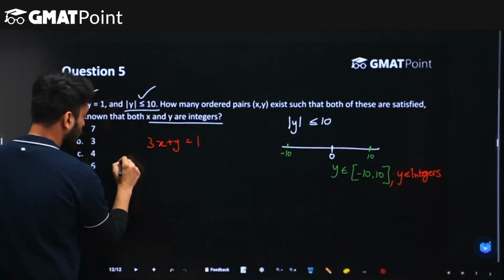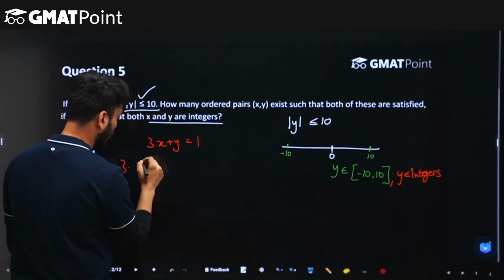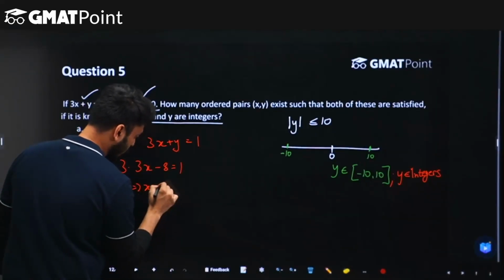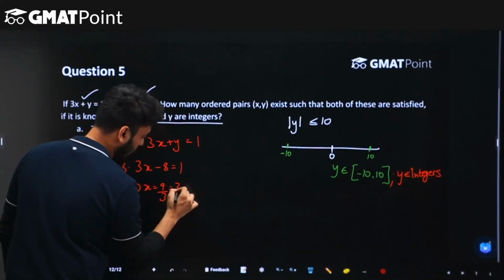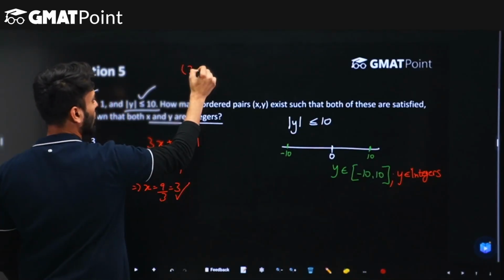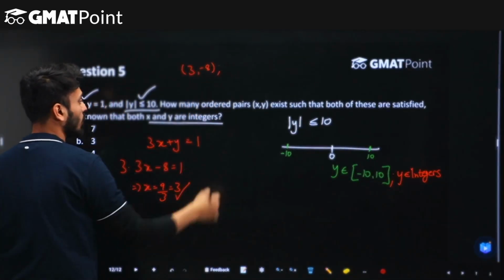In the third value, I have y equal to minus 8. So 3x minus 8 is equal to 1. x will be 9 by 3, which is 3, an integer. So one pair I can get is 3 comma minus 8. That is one of the pairs.